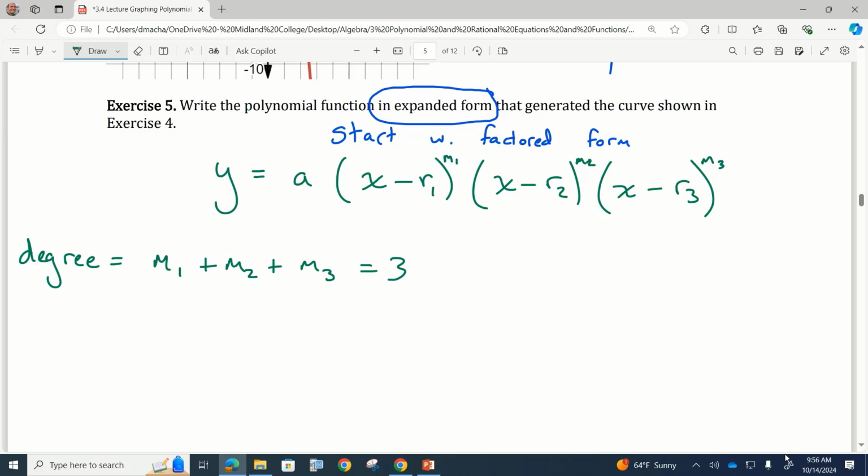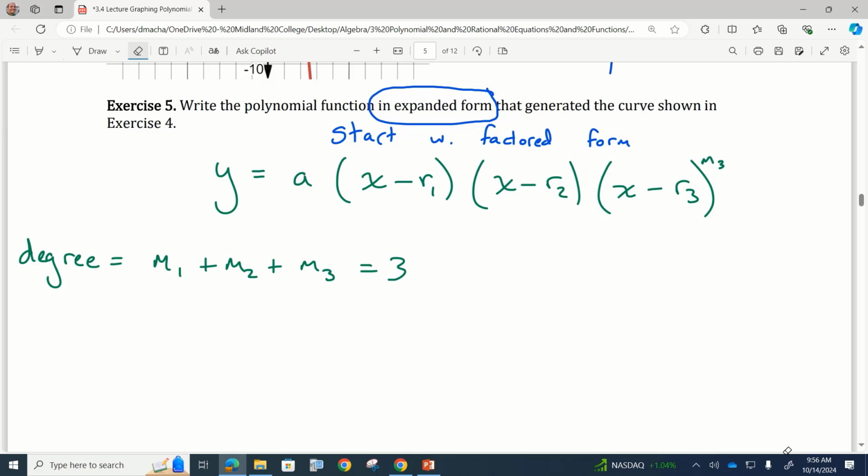Let me remind you really quick about the degree. If it's in expanded form, then the degree is the largest power of x in expanded form. But if your polynomial is in factored form, you can tell what the degree is by adding up the multiplicities. And if I want my degree to just be 3, then the only possibility is that all of these multiplicities are 1 plus 1 plus 1.